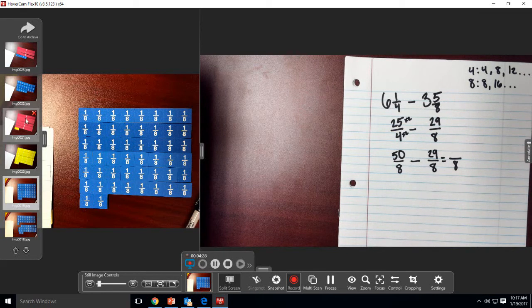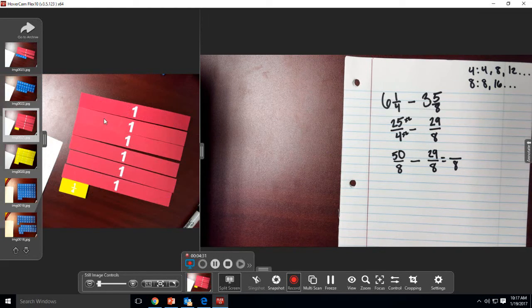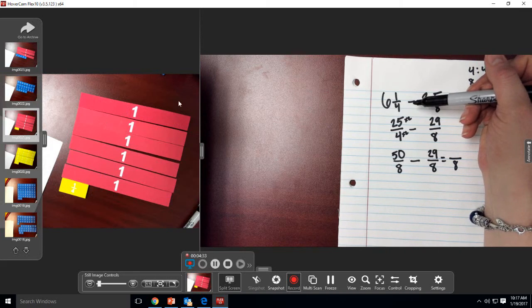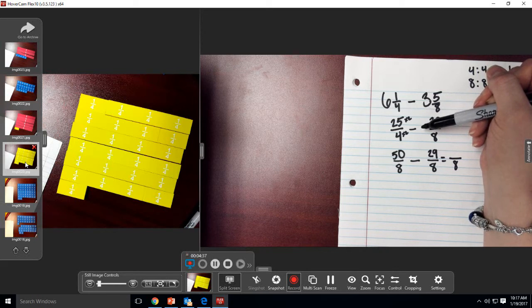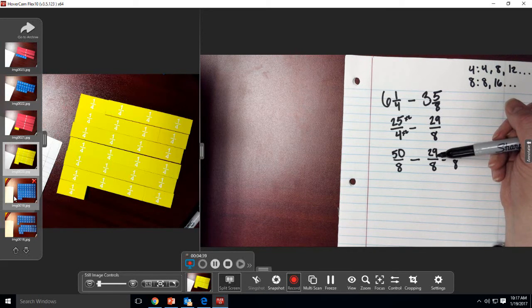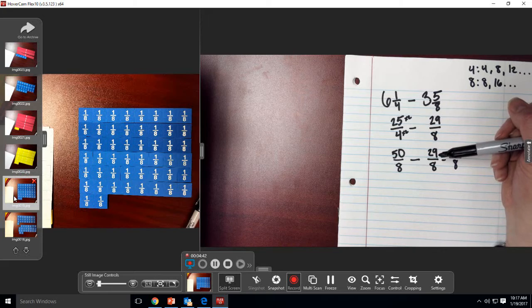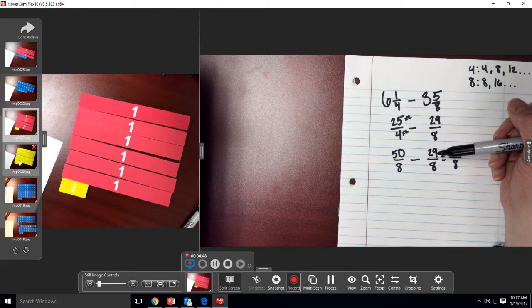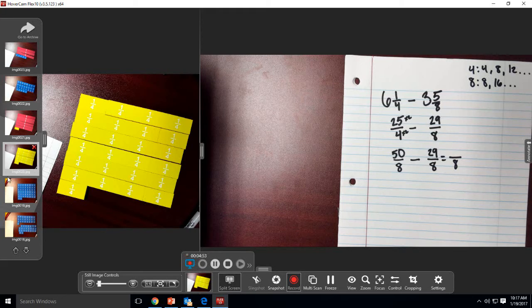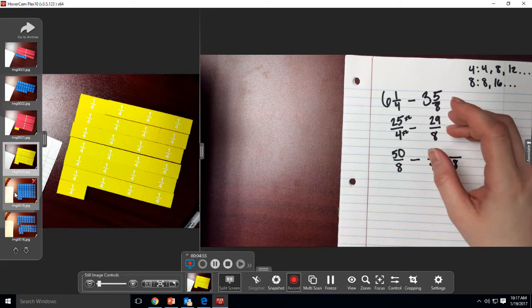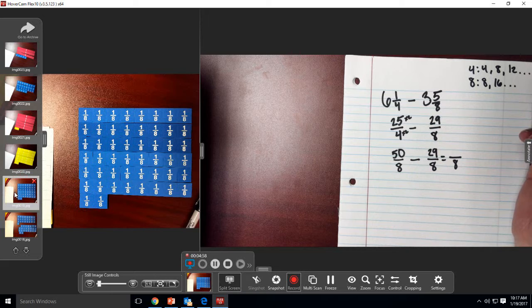So just to take you back, it started off as 6 1/4, that was here. And then it went to 25/4, that's here. And then down here at the bottom, it went to 50/8. And the amount has not changed a single time when I've gone through these. The 6 1/4 is the same as the 25/4, and the 25/4 is the same as the 50/8. Okay, and now I can subtract these.